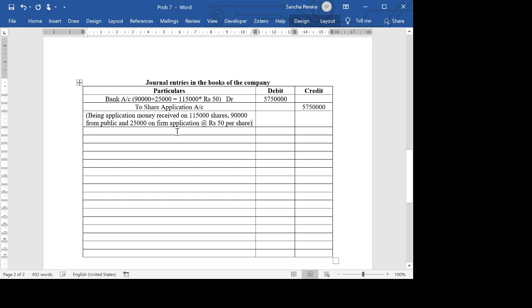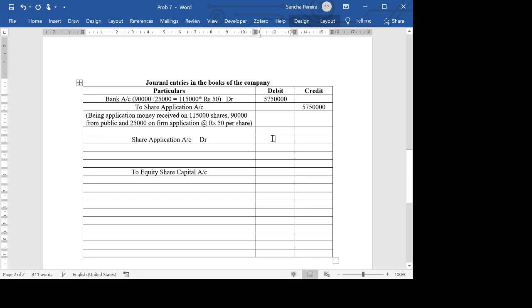Okay, so this is our first entry. Now the second entry is normally share application account debit to share capital. So I'm going to write that right here. Share application account debit to. You'll wonder why I've left that space. I will explain that. To share capital account. You can say equity share capital account.